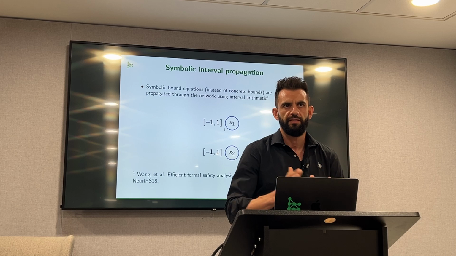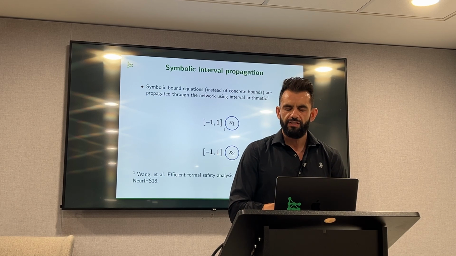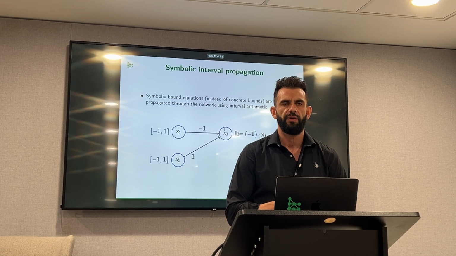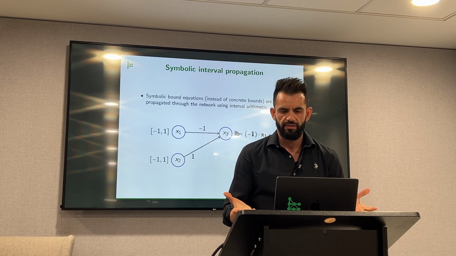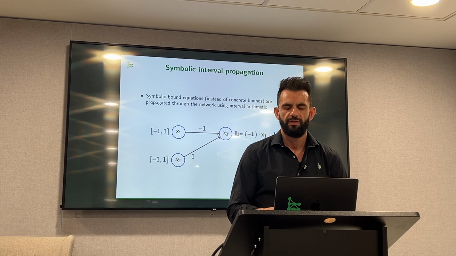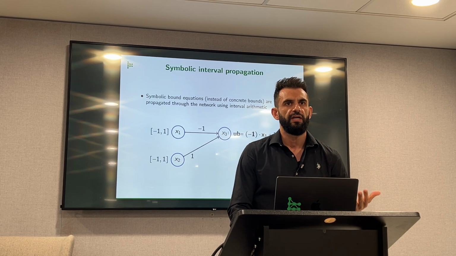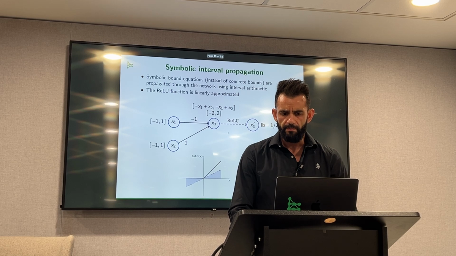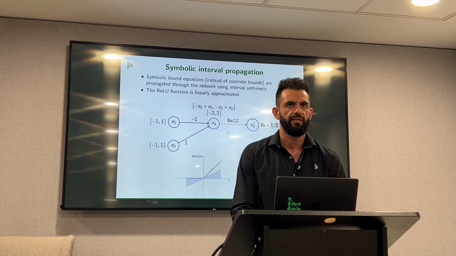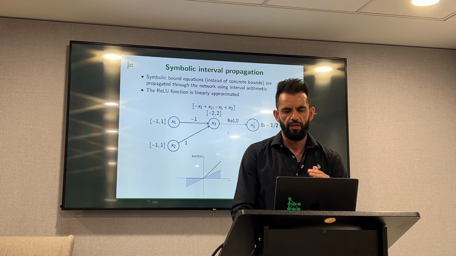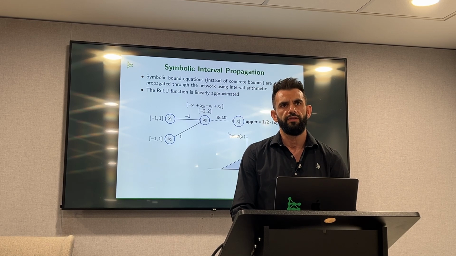Particularly, it propagates linear equations. So it starts by assigning a variable to each of the input dimensions, and then propagates these variables through the network. Here, for example, the lower bound equation for node x3 will be -1 times x1 plus 1 times x2. In the same manner, we can derive an upper bound equation for the node. And whenever we encounter a ReLU function, we linearly approximate the function. We approximate from below when we are computing the lower bound, as I show in these figures here, and from above when we are computing the upper bound.